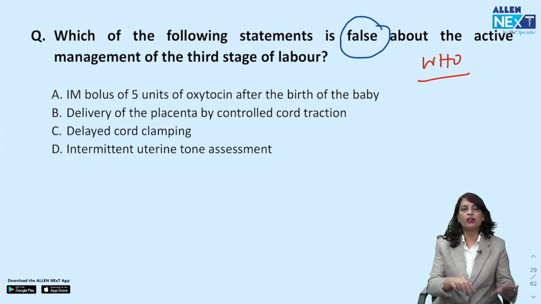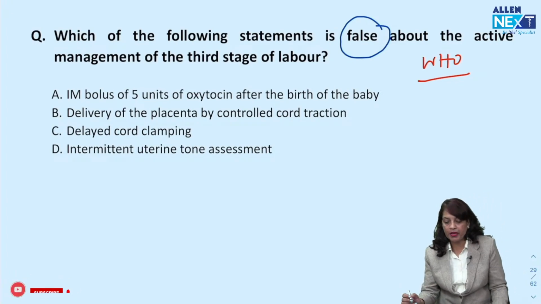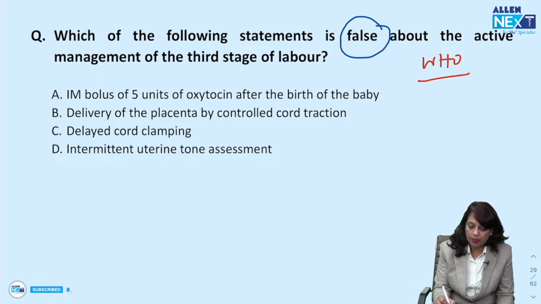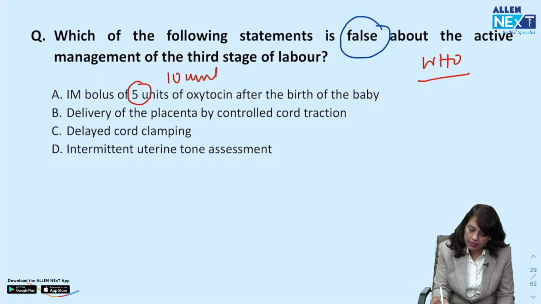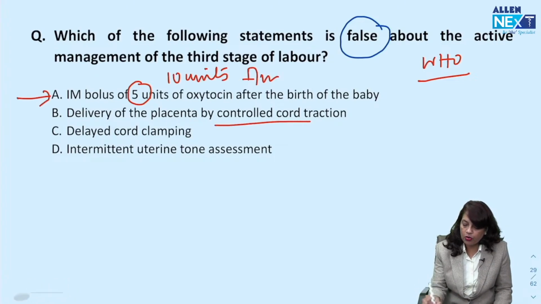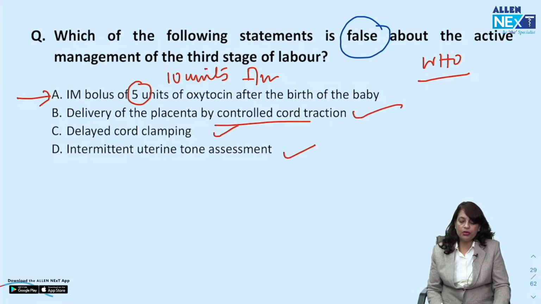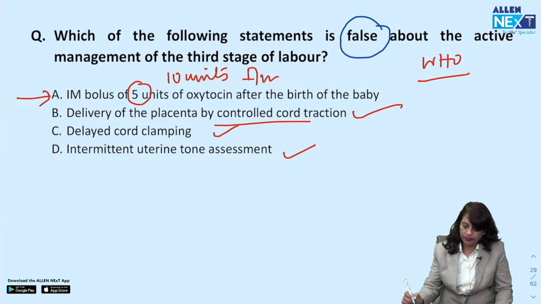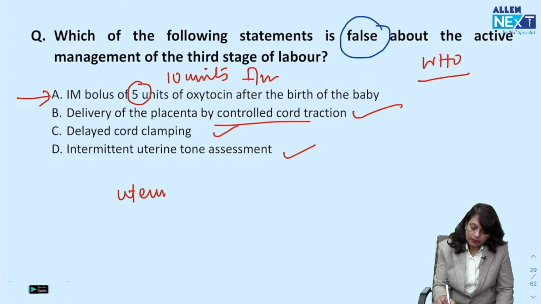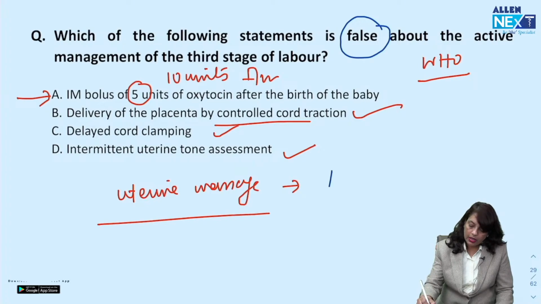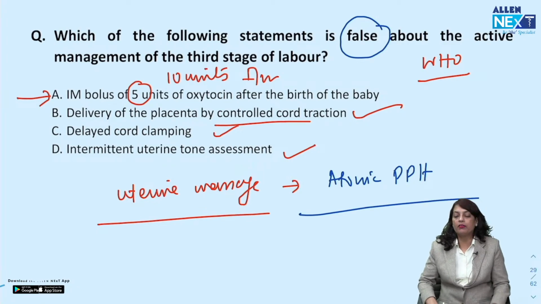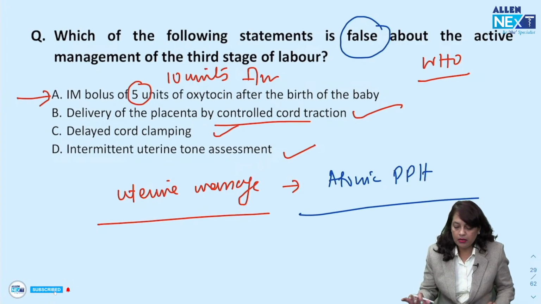Uterine massage is not a part of active management, it is a part of atonic PPH management. So intramuscular bolus, I have told you it is 10 units intramuscular which is given. So that is a wrong answer. Delivery by controlled cord traction correct, delayed cord clamping correct, intermittent uterine tone assessment is also done. Okay. Uterine massage is not included, that is the management of atonic PPH. Okay. So how much oxytocin should be given? It is 10 units intramuscular.